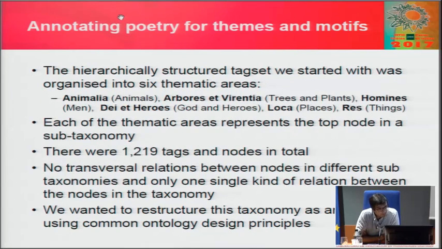So just to give you an idea of how it was structured: it was divided into 6 thematic areas. Each of these 6 thematic areas was the top node in a sub-taxonomy, but there were no transversal relations between the nodes in these sub-taxonomies. And there was only really one single relation between the nodes in the taxonomy. What we wanted to do was restructure the taxonomy as an ontology using ontology design principles, such as, for example, ontocline, as I mentioned before.